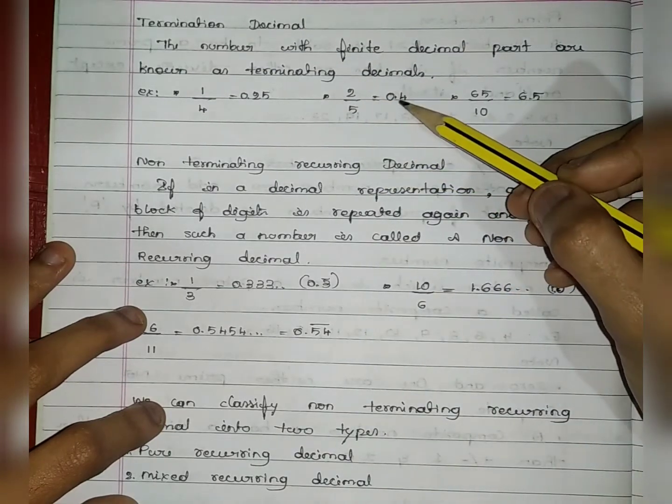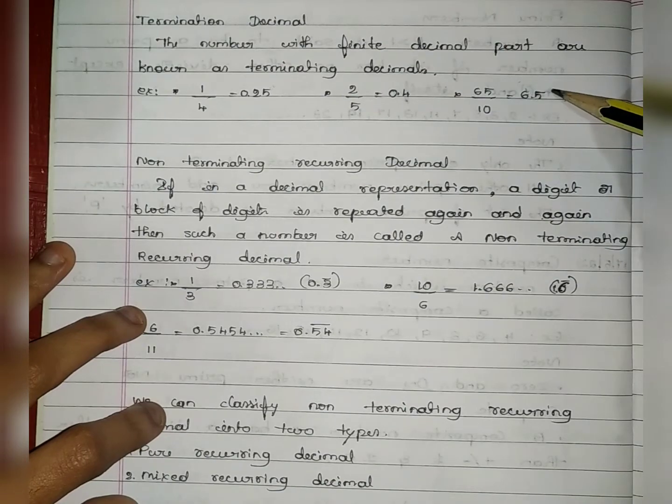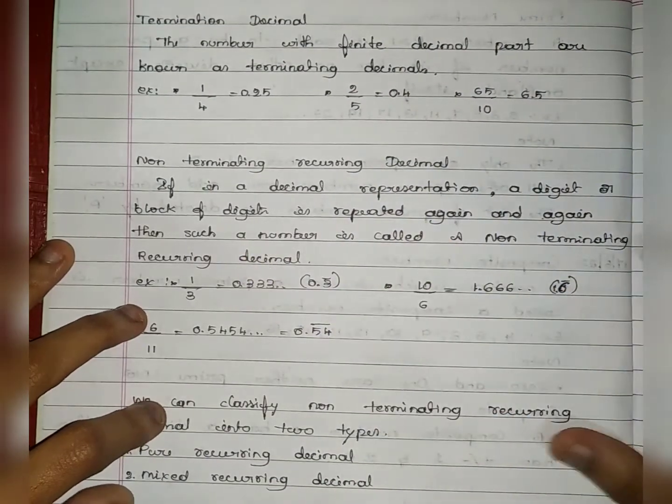So 2 by 5 stops right there, at 0.4. 65 by 10 is equal to 6.5. What is a non-terminating decimal?